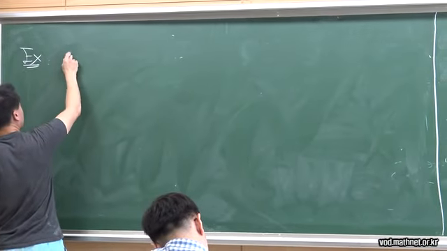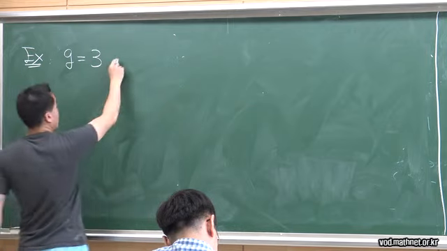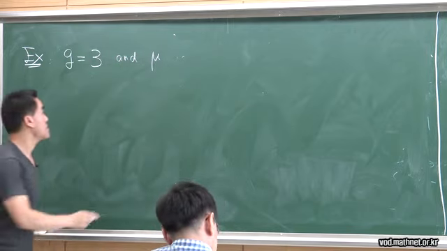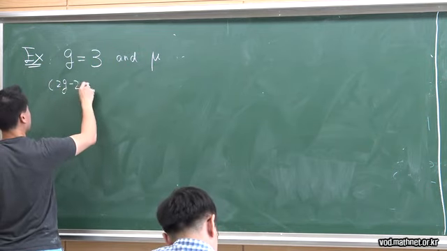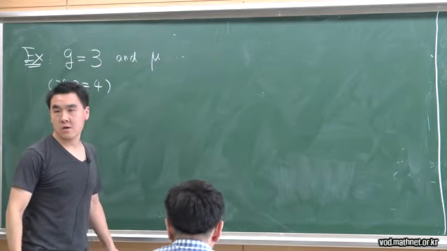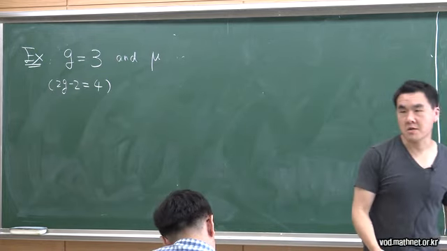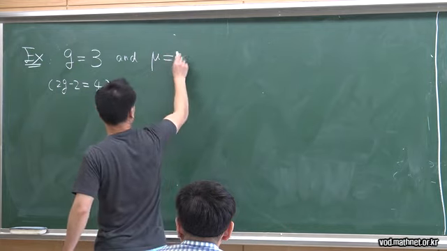Let me take the genus to be 3, and let me consider a very special type mu. So what is 2g minus 2 in this case? 2g minus 2 is 4, right? So I need a partition of 4. I take a partition with a single entry. That means I consider a unique zero of order 4. So let's take mu equal to 4.